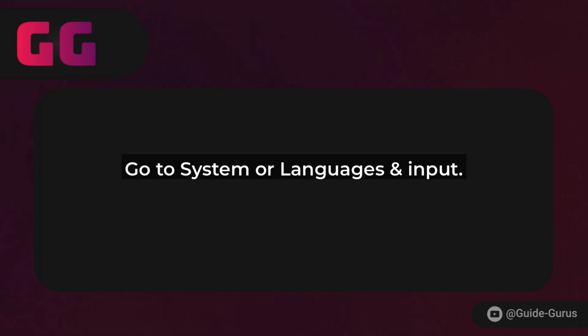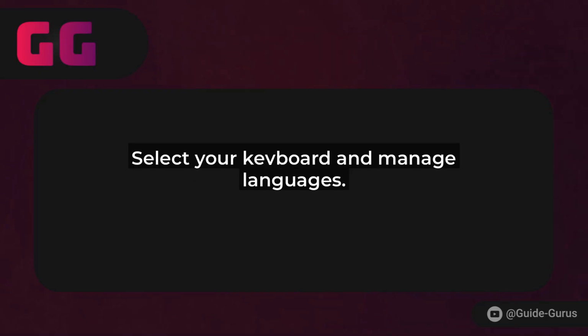We'll focus on Android devices for this walkthrough, as they're widely used, but the steps are similar on iOS with slight variations. Step 1. Open your device's Settings app. It's usually the gear icon on your home screen or in the app drawer. Scroll down and tap on System or General Management, depending on your phone model.